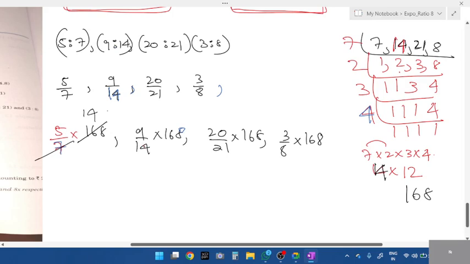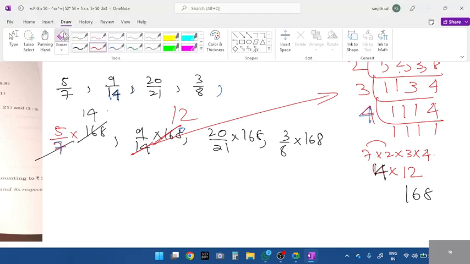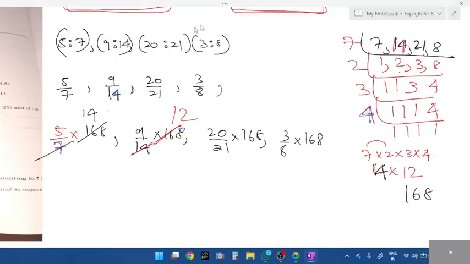Now tell me, how will you reduce 14? Cross check which value gives 14 here, which combination gives 14. Okay, remove that 7 into 2. What's the other value left? 3 fours are 12. That's it. Tell me the next one. Be quick. For 21, which value gives 21? 3 and 7. Remove that 3 and 7.